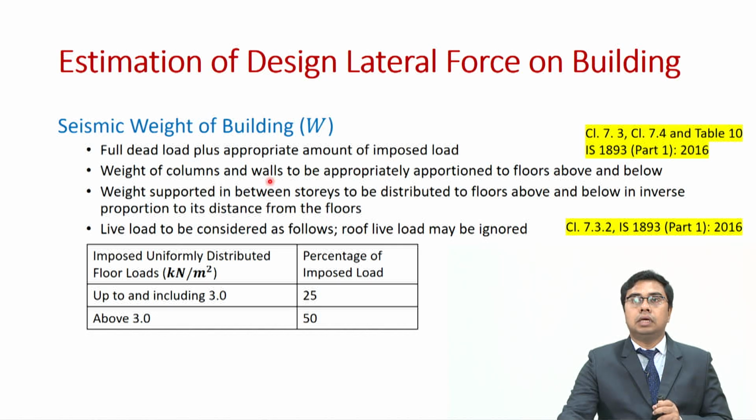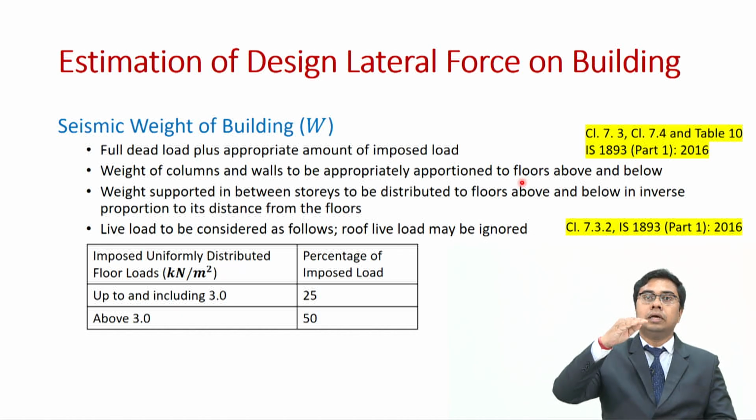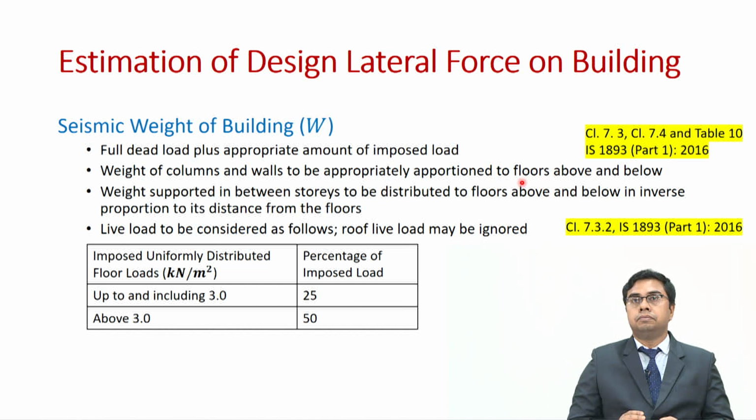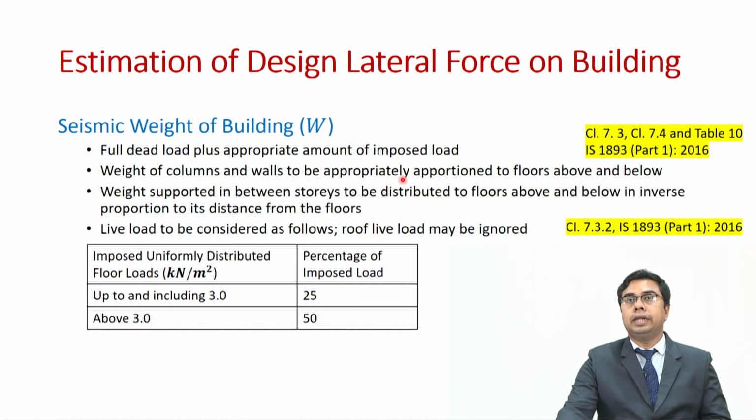The weight of columns and walls should be appropriately apportioned to the floors above and below, which means that it is about the tributary area. So, usually between two floors, whatever there is a wall or columns, all of them are distributed half to the upper floor and half to the bottom floor. And if you are precisely calculating, then you have to consider the openings appropriately. For example, doors will contribute more to the lower floor and so on. So, it is based upon the tributary area.